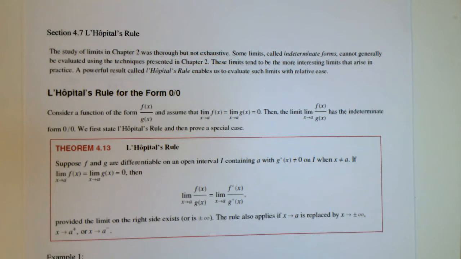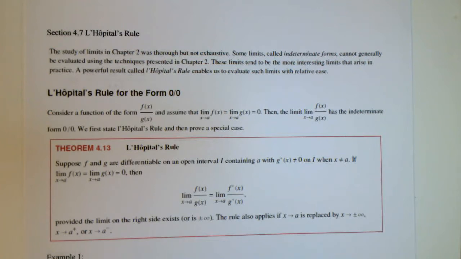0 over 0, and also in the form of infinity over infinity, and also 0 times infinity and infinity minus infinity. Okay, those are the forms that we will be looking at: 0 over 0, infinity over infinity, 0 times infinity, and infinity minus infinity. We'll look at those and how to take limits.